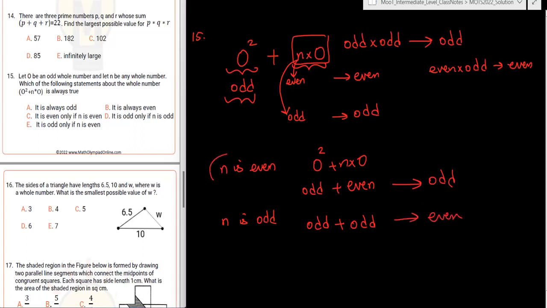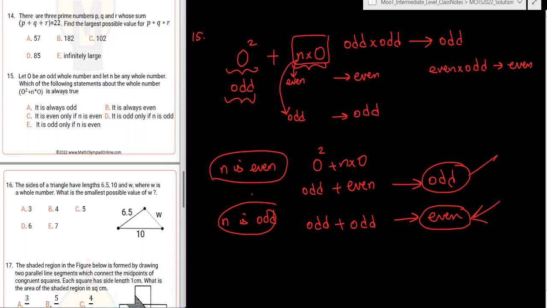So if N is even, your answer is odd. If N is odd, your answer is even. Now you just have to see which choice matches this observation. The only choice that matches is E. It is odd only if N is even. Only if N is even, the answer can be odd. So the answer is E.